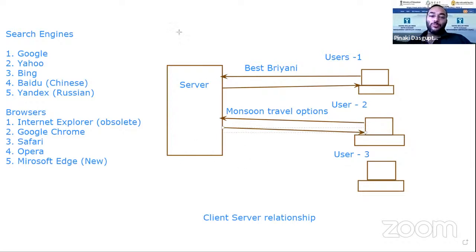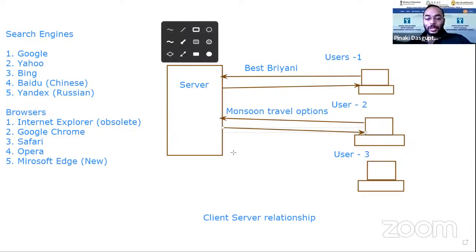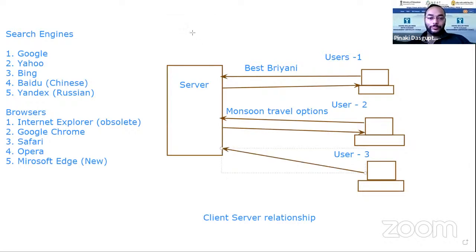Again, simultaneously, someone is looking for best MBA courses. And again, the server looks into its database and shares the result. So simultaneously, a server can respond to multiple queries, can handle multiple queries, and we call it the client-server relationship. So client means the users. Whatever query the users give, the server actually answers it from its database. So this is how the relationship works.